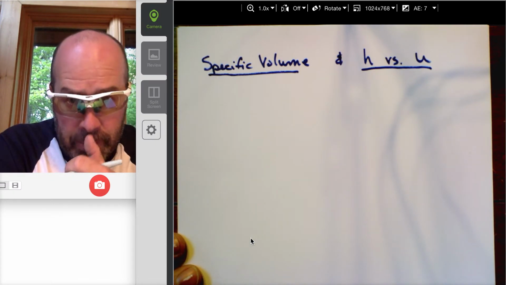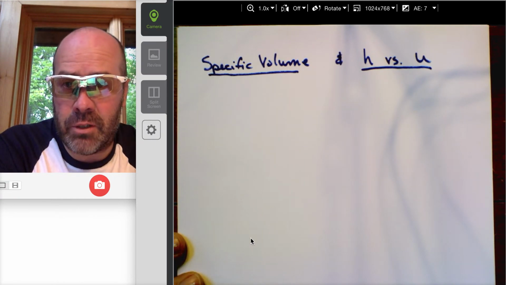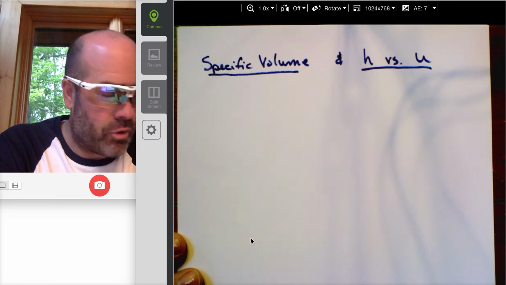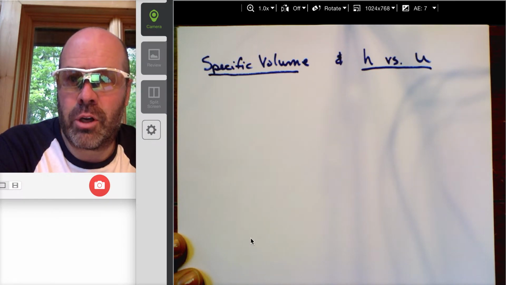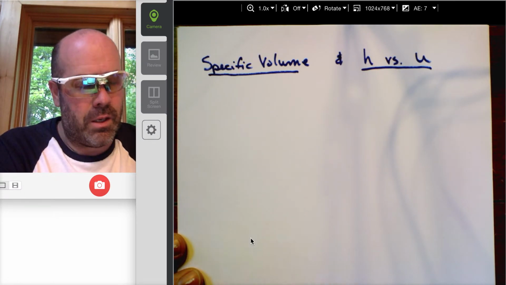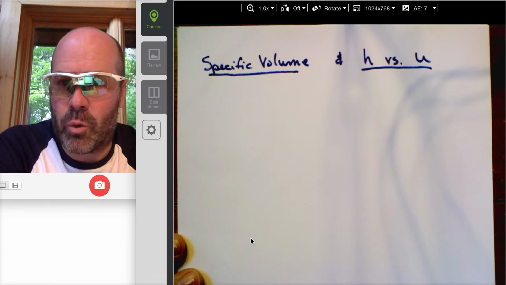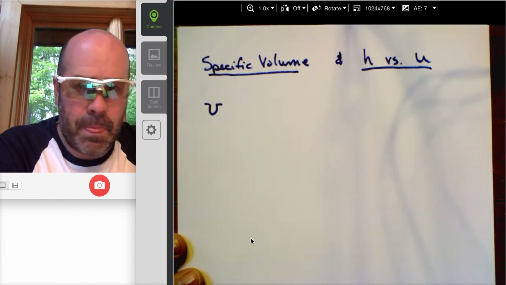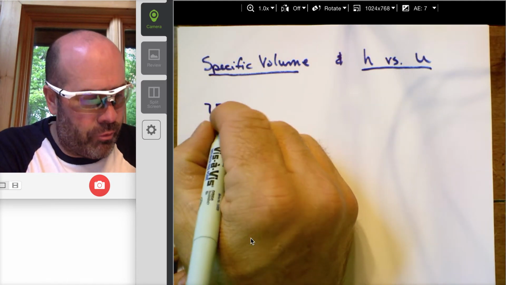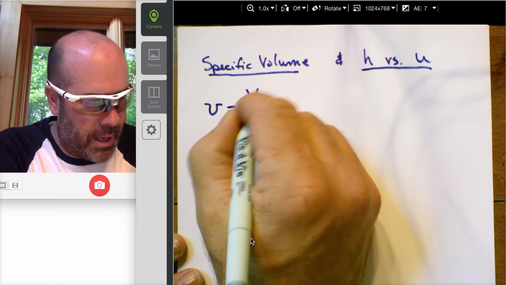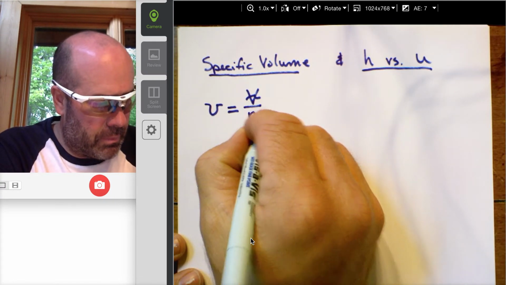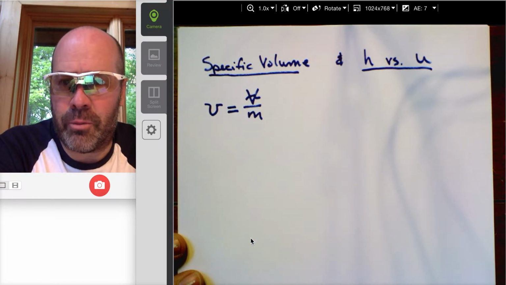Somewhere along the way, we may have talked about what specific means in thermodynamics. In thermodynamics, specific means per unit mass, and we use a lowercase letter. So I'm going to use a lowercase v, and I'm going to say that's volume, capital V, divided by mass. So specific volume is volume divided by mass.